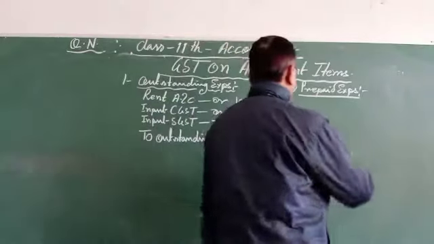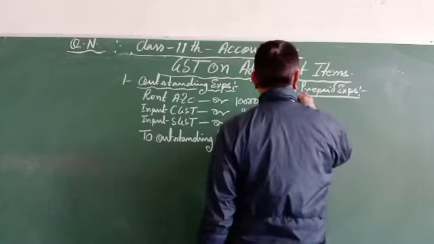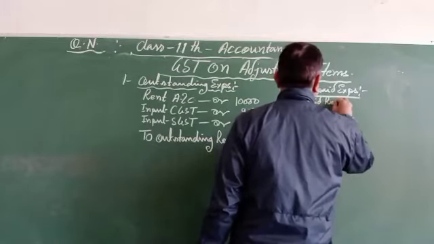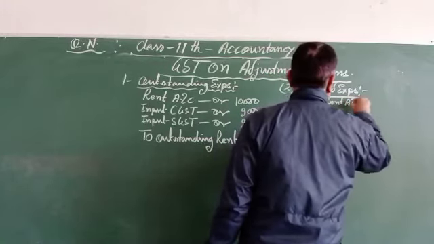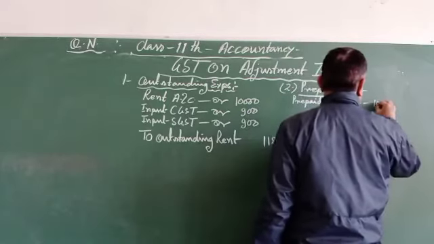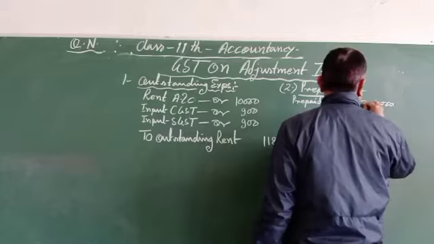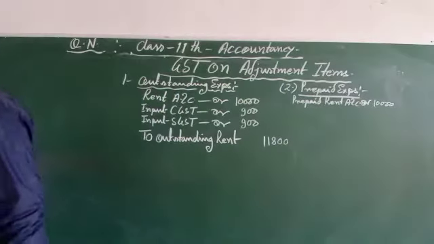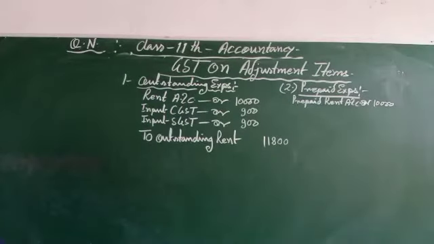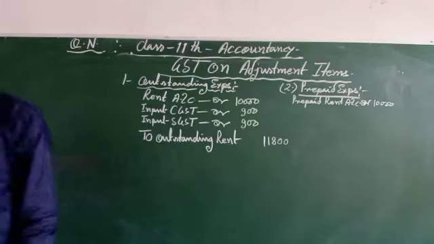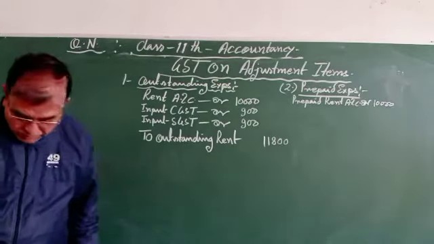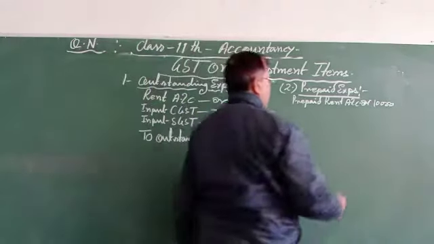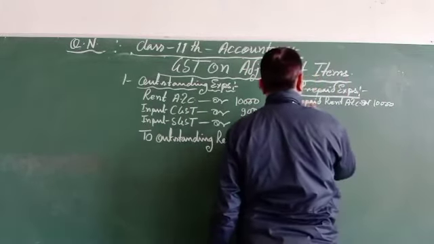For example, suppose that prepaid rent account debit. Suppose that is given 10,000 also. 10,000, prepaid rent account debit to rent account.